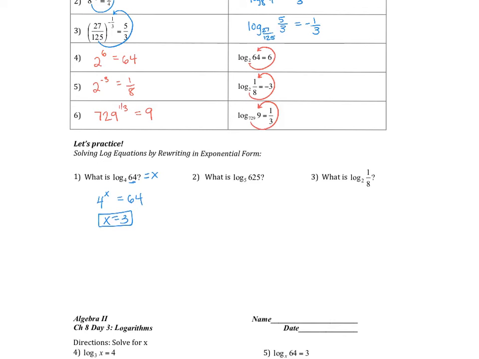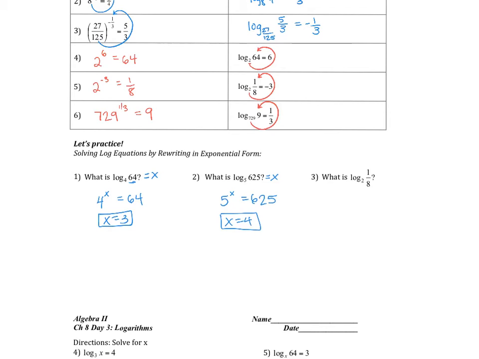Okay, so I can say this here, 5 raised to what power? So I'm just going to set this equal to x. 5 to the x power is 625. So 5 raised to what power is 625? And the answer is 4. 5 to the 4th power is 625.